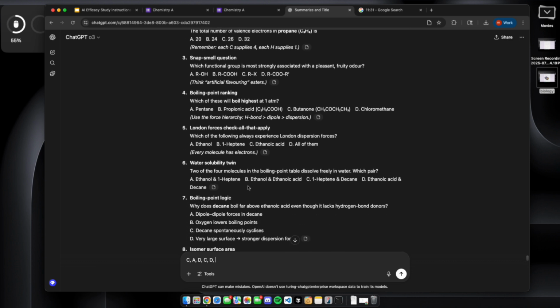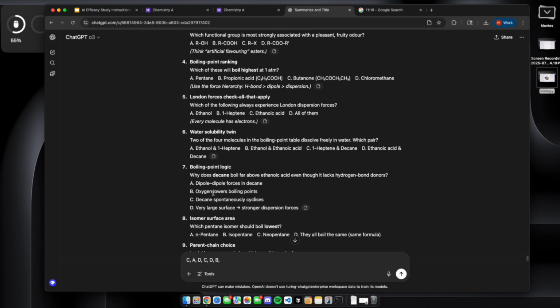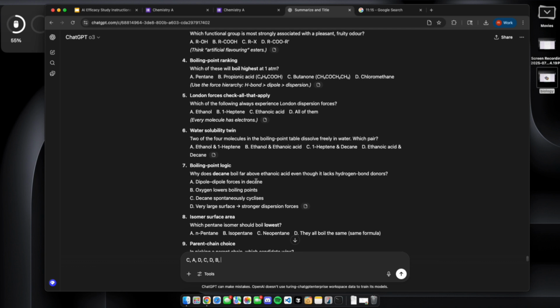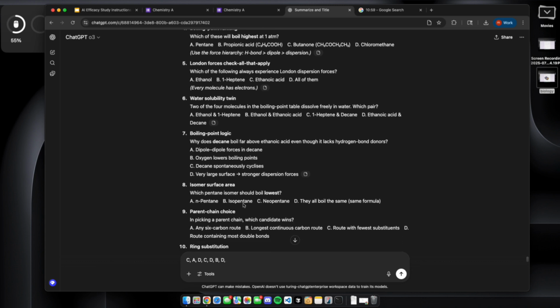Water solubility. Well, I remember that ethanol and ethanoic acid both have hydrogen bonds, so they should be able to dissolve in water. Boiling point logic. Why does decane boil far above ethanoic acid even though it lacks hydrogen bond donors? I think this was because it had a very large surface, so it had stronger dispersion forces. Isomer surface area. Which pentane isomer should boil lowest? Can't really answer this one, but I'm going to assume that they're all the same.